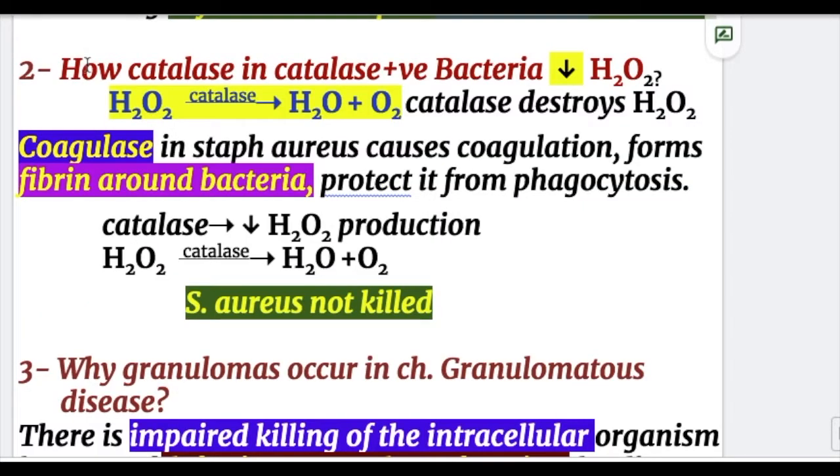Question 2. How does catalase in catalase-positive bacteria decrease hydrogen peroxide production? Catalase converts hydrogen peroxide to water and oxygen, so it destroys hydrogen peroxide, whereas coagulase in Staph causes coagulation and forms fibrin around the bacteria, protecting it from phagocytosis. So Staph aureus are not killed in chronic granulomatous disease.